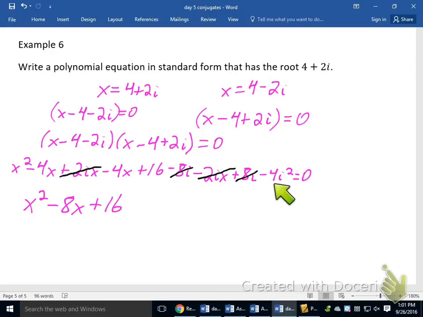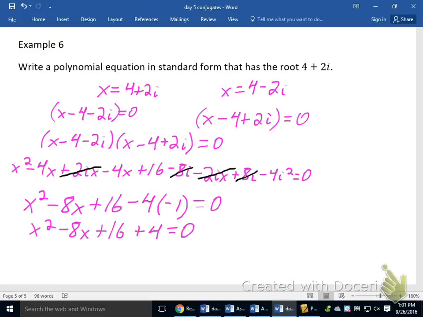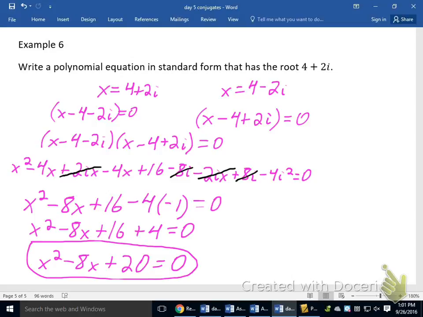Now down here at the end, minus 4i squared. Remember, replace i squared with negative 1, please. And this will be x squared minus 8x plus 16 plus 4 when I multiply that. And I'll have x squared minus 8x plus 20. And this is my final answer. This is the equation that would have the root 4 plus 2i, and it is in standard form. Thank you very much.